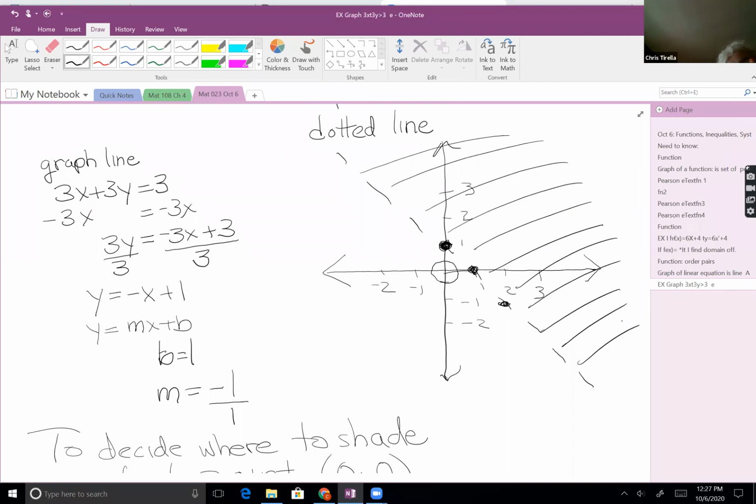So far, so good. We're doing what we did last class, graphing lines, but before we do our graph, we have to decide: is it a solid line or a dotted line? And then we have to color in on one side of the line or the other. Should we try some more? Sure.